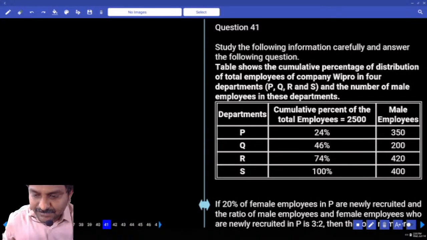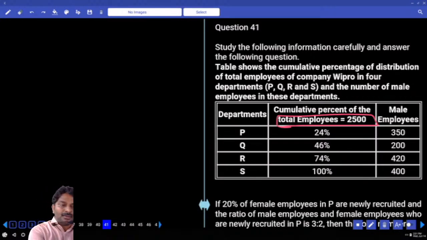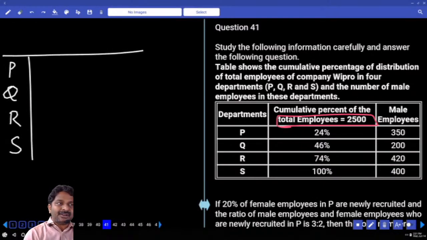41 onwards. The table shows the cumulative percentage. Be careful. Distribution of total employees of the company Wipro in 4 departments P, Q, R, S, and the total number of male employees in these departments. How many total employees are there? 2500. So P, Q, R, S. What details do we need to write in the table?